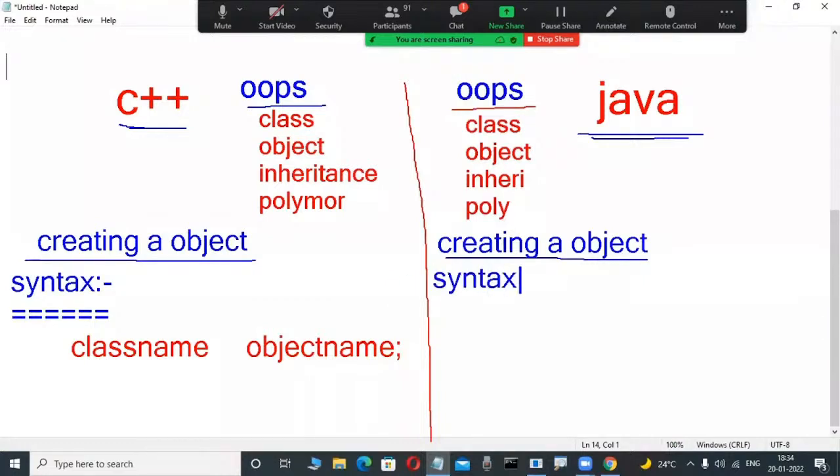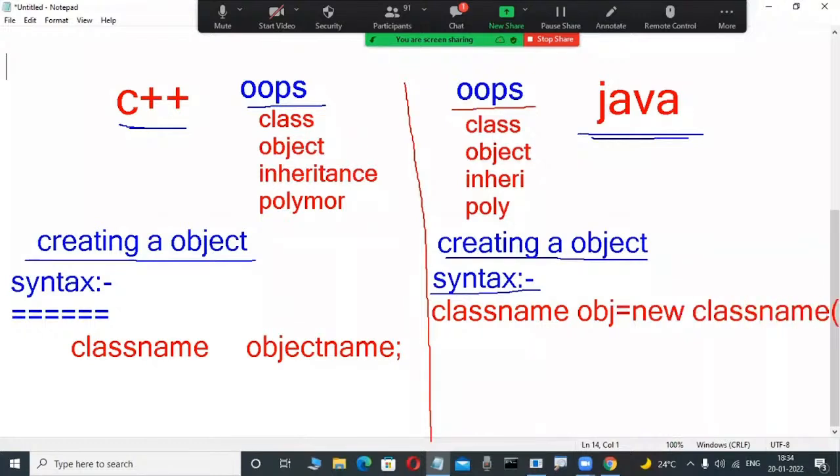Maybe so many fellows are good at Java, Python, these languages from their academic career. Yes, very good, some fellows are telling it correctly: class name, space, object name is equal to new class constructor. Is some other syntax there or not? That's why these two languages are syntactically different. Observe here.